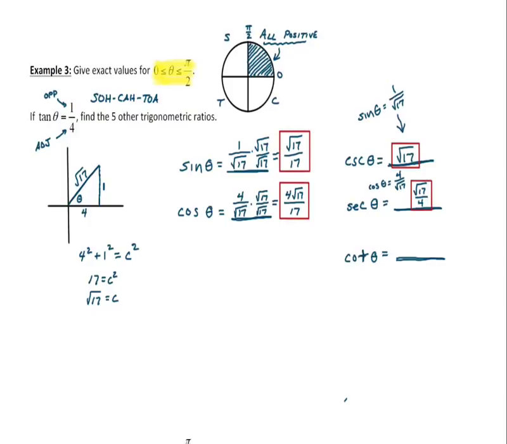And then if I want to find cotangent, there's a couple ways you can go about it. You could go back to your triangle and set up a ratio, but know that if tangent was given to us, and tangent is 1/4, that means cotangent is the reciprocal of that, which is 4.